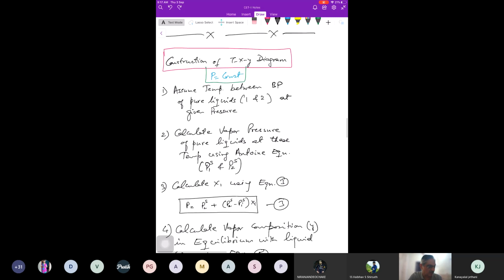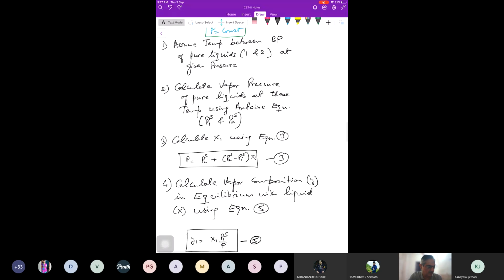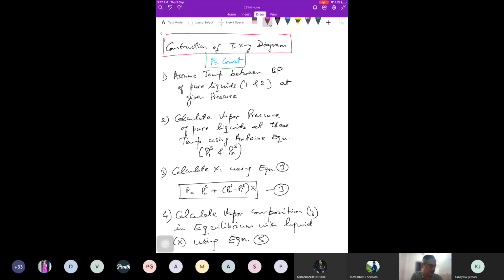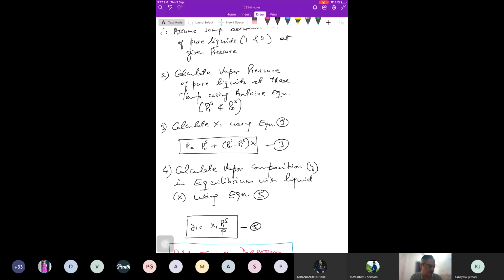Okay. Then calculate the vapor pressure of pure component 1 and component 2 at these temperatures using the Antoine equation. So P1s and P2s मिल जाएगा हमारे को. Right. So then you use equation 3 जो हमने पहले derive किया था total pressure के लिए. We know the pressure. Pressure is given, right? In this case, pressure is given. Constant जो है. So from equation 3, we know pressure, we know P2s, we know P1s, so we can find out x1.